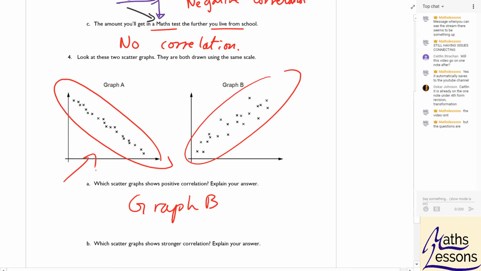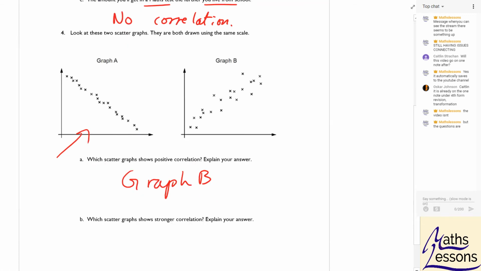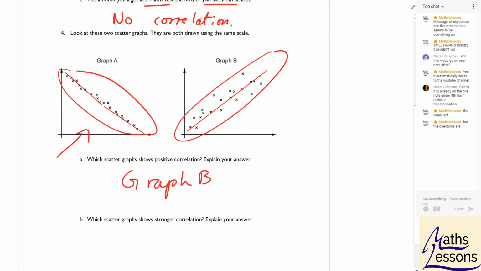Now, which one shows a stronger correlation? Well, to work out which one shows a stronger correlation, you want to see if you can draw a proper line through it. Where the points are closer to the line, you have a stronger correlation. So the graph with the stronger correlation is graph A, because the points more closely follow the line.